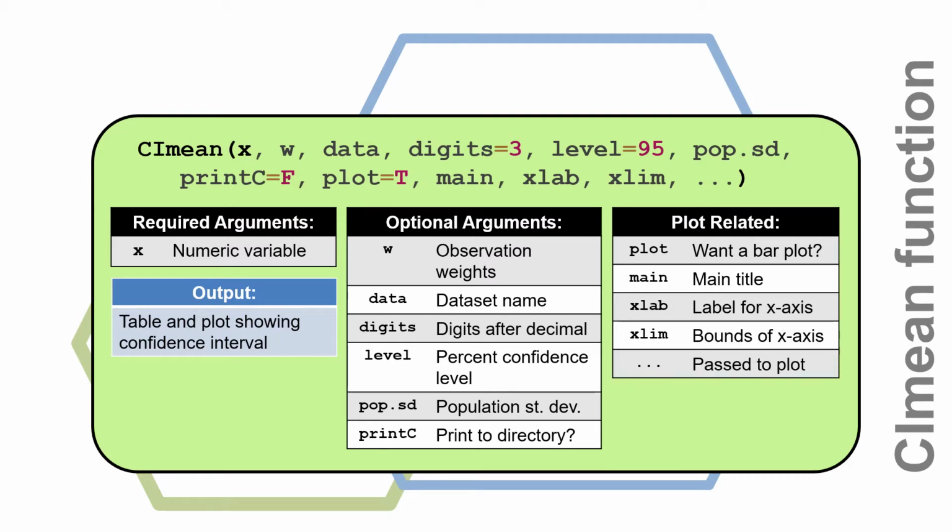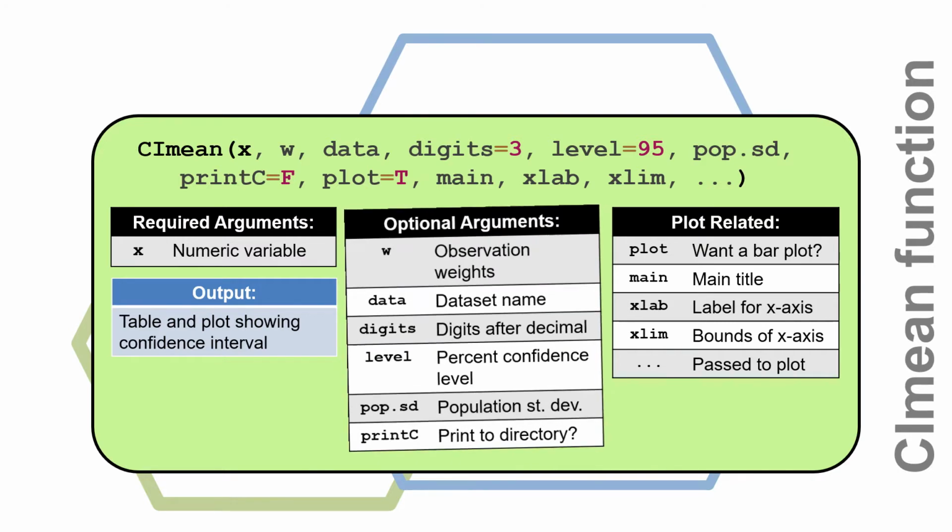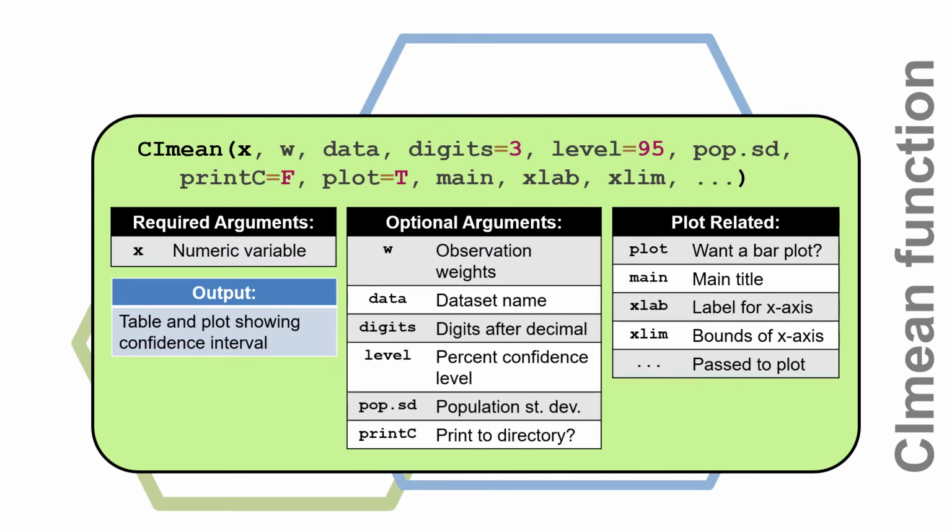The CImean function has some standard optional arguments. With CImean, you have options to weight observations, specify the dataset name, the number of digits to display after the decimal point, and whether you want results printed to an HTML file in your working directory. The function also has some unique optional arguments. I will show you how to use the optional arguments named level and popsd in this video.